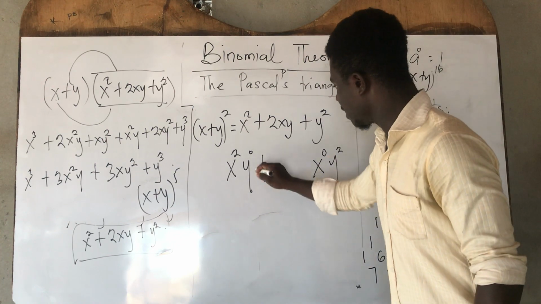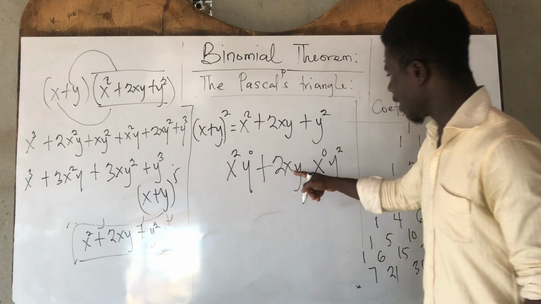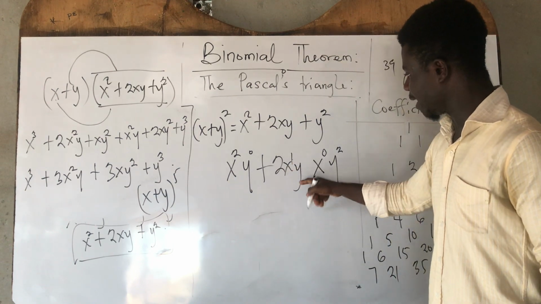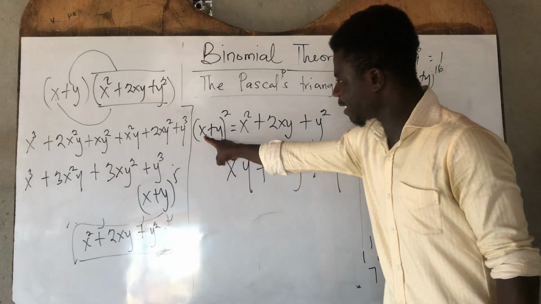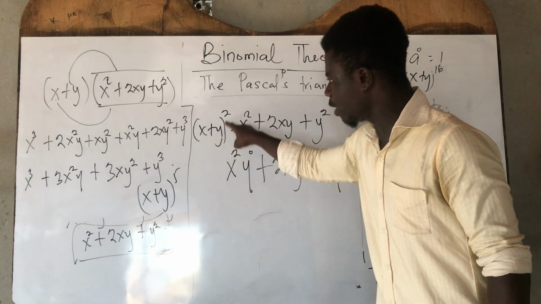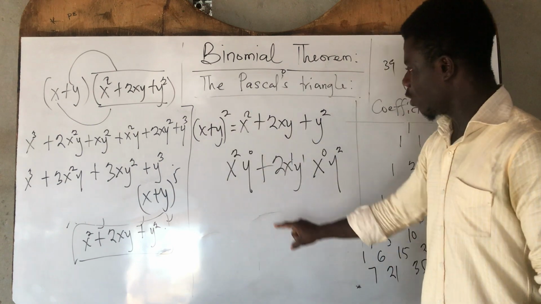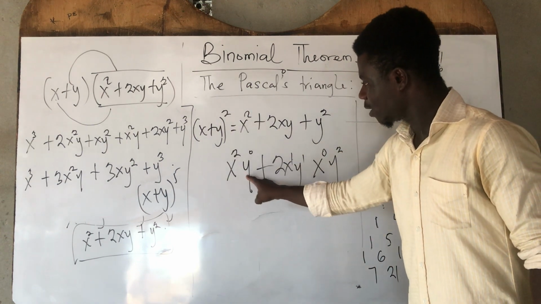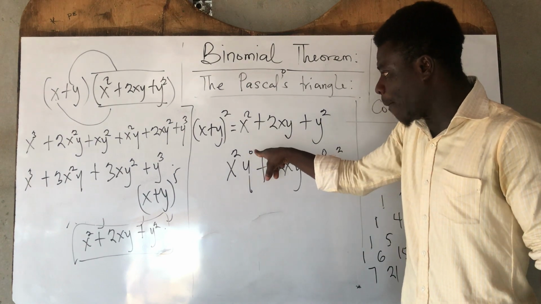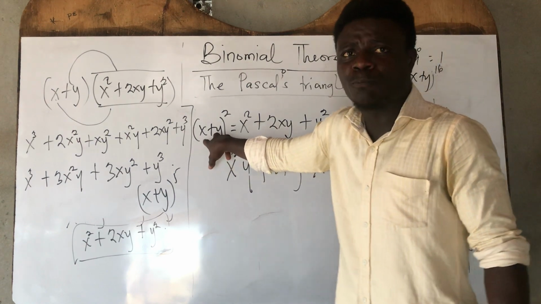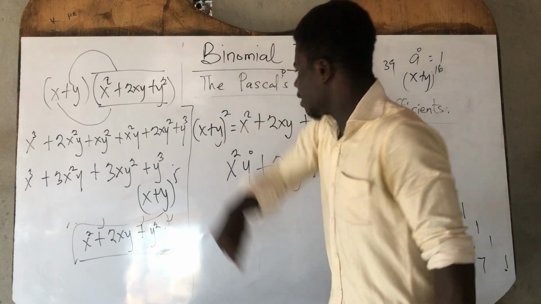So watch here. Then plus 2xy: this is x to the power 1, then y to the power 1. We can see something here. Watch here. This is x plus y all to the power 2. So if I add these terms' powers here, since they are multiplying, I have to get the power of this binomial expansion.